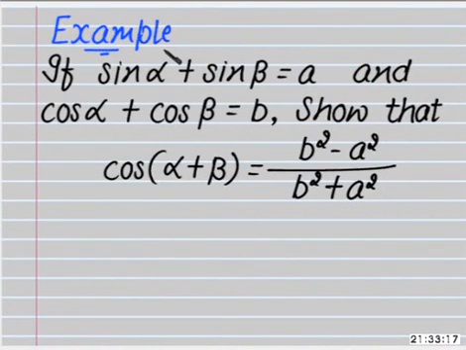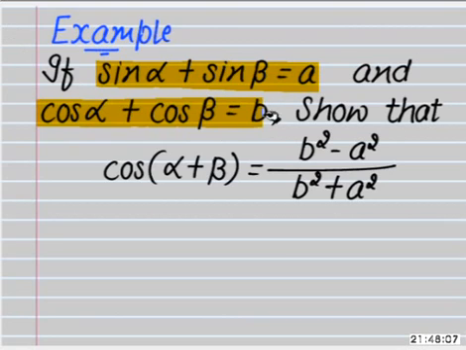Now let's see another example. If sin alpha plus sin beta is equal to a and cos alpha plus cos beta is equal to b, then show that cos of alpha plus beta is equal to b square minus a square upon b square plus a square. Now its solution.